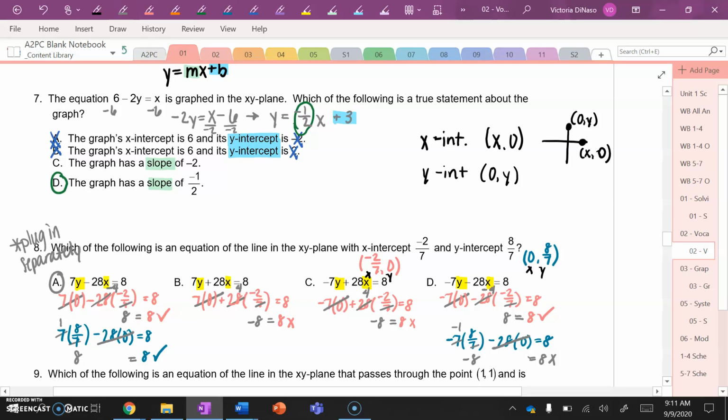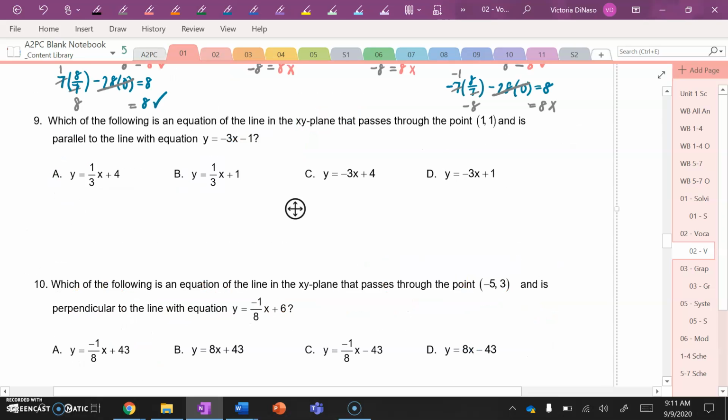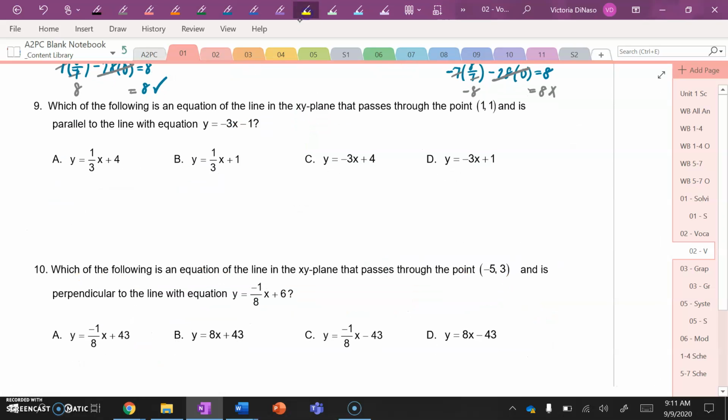For numbers 9 and 10, it's really important that we highlight these key words, parallel and perpendicular. Parallel lines have the same slope, and perpendicular lines have opposite and reciprocal slopes. So opposite reciprocal means opposite sign, so positive becomes negative, negative becomes positive, and reciprocal means that you're flipping the fraction. So to start with each of these, I'm going to take a look at what the slope is.